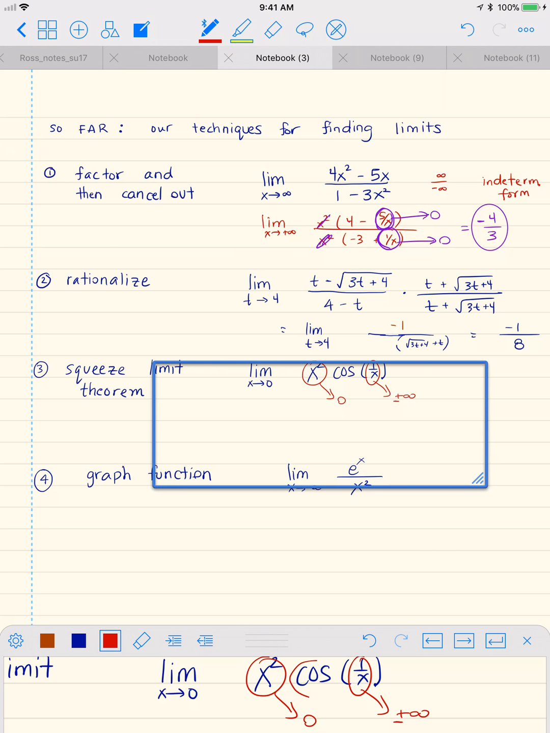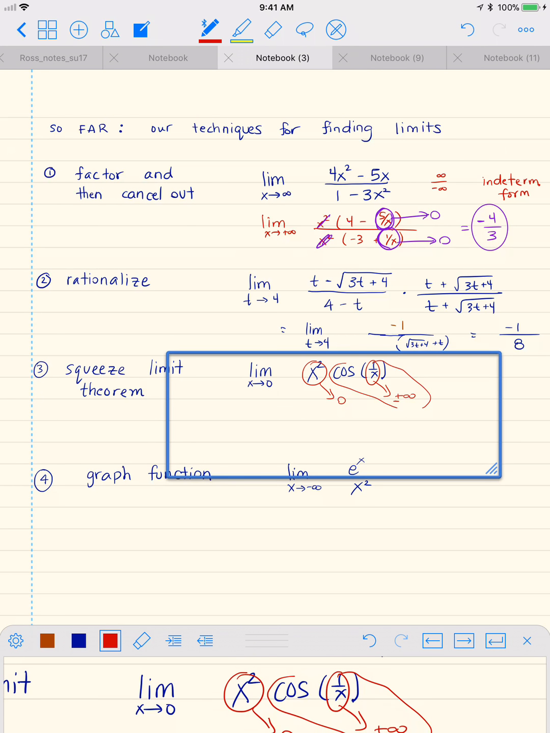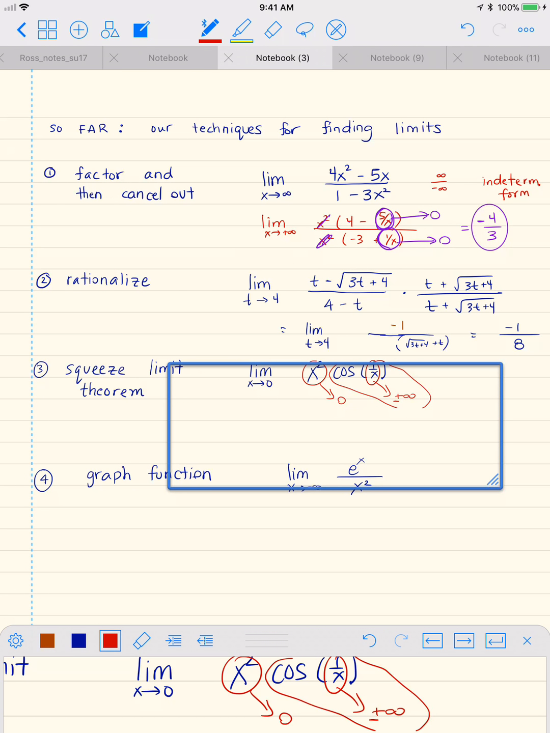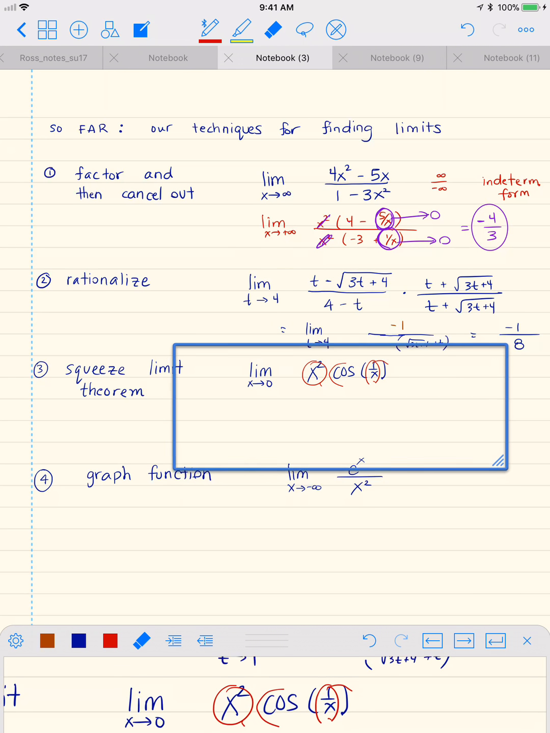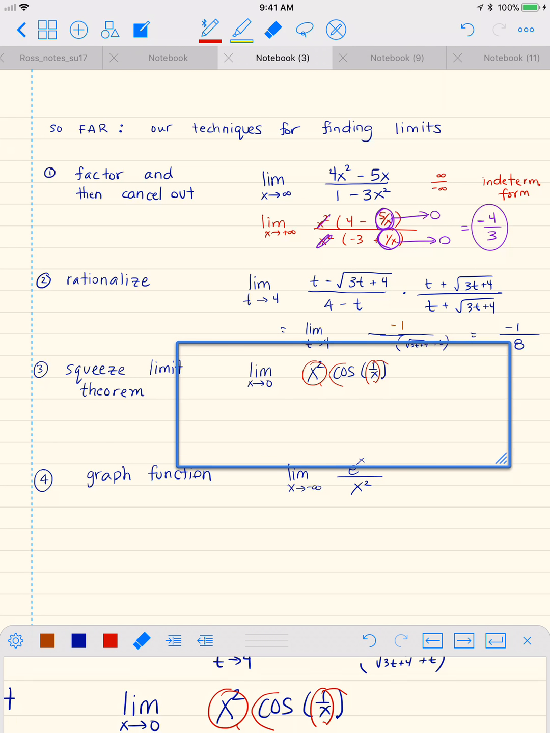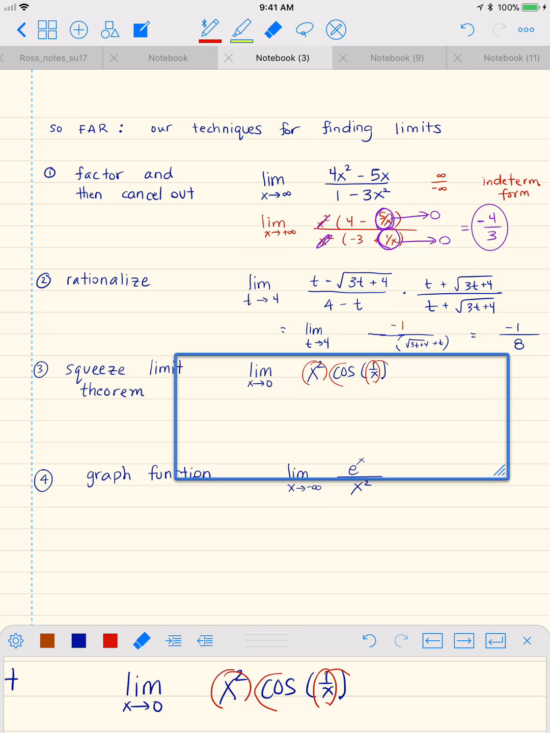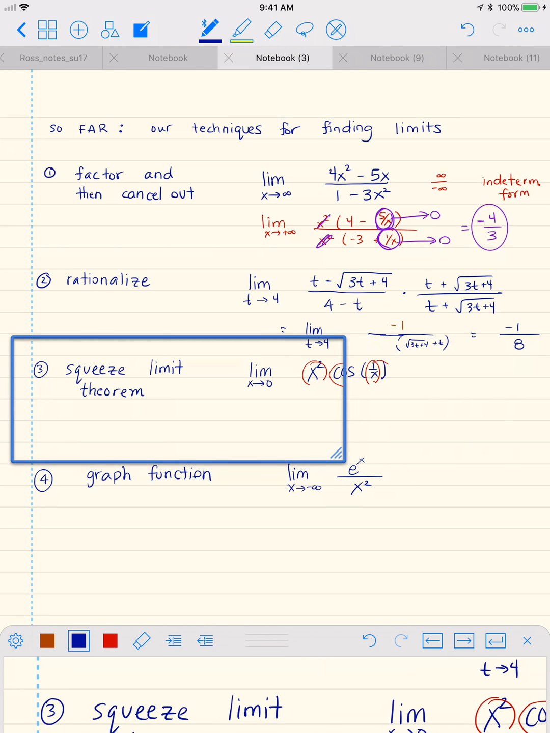So this limit is not going to exist because cosine is going to continue to oscillate between negative 1 and 1, right? So this limit was not of indeterminate form. This limit simply just doesn't exist. So to help us out, for a problem like this, we can't factor, we can't rationalize. That won't be helpful. So we just use the squeeze limit theorem.